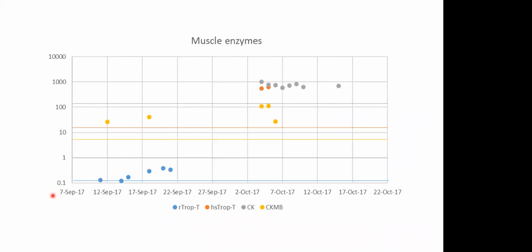And the muscle enzymes, so the blue line here is the upper limit of normal. So this is the rapid troponin T, so up somewhat. A bit later, the highly sensitive troponin, also that went up, or was up. CK up the most of the time, and the CKMB isoenzyme also above, high.